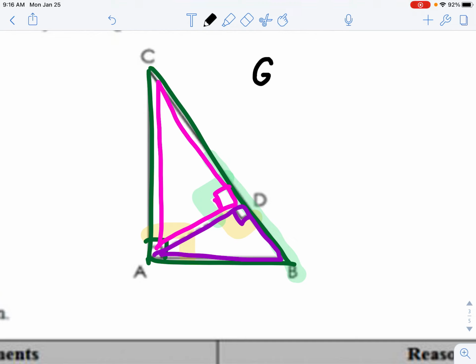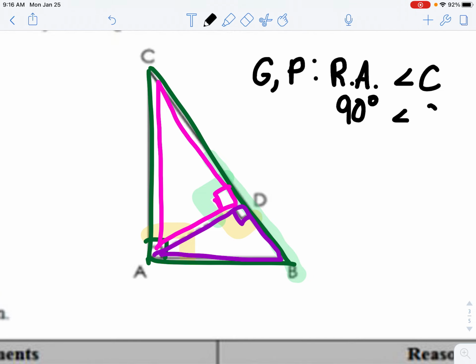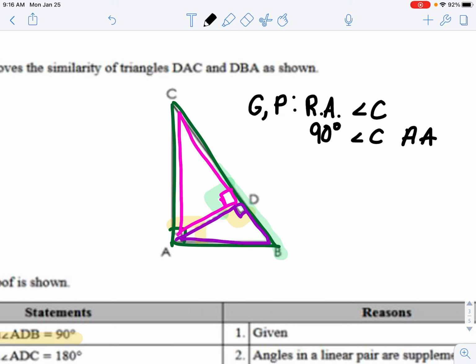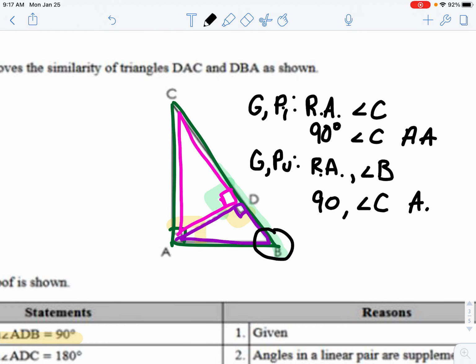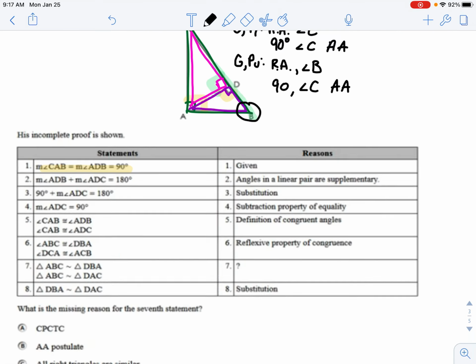Notice the green triangle and the pink triangle. They both have a right angle, and they both have angle C. So you have a 90-degree angle, and 90-degree angles are congruent, and angle C. They are congruent by angle-angle. They both are right triangles with angle C, so they have two angles that are congruent. This green triangle and this purple triangle both have a right angle and angle B right there. So again, those are congruent by angle-angle.